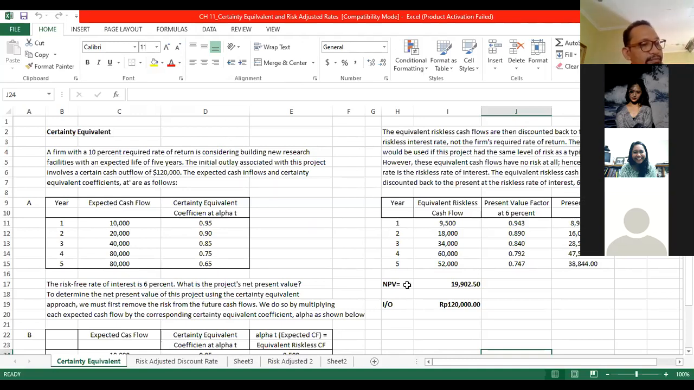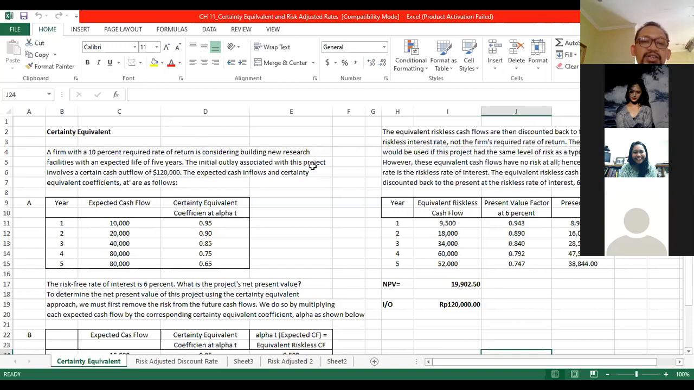Remember that we have two methods to measure the project risk. The first method is called the certainty equivalent approach. So this is an example of certainty equivalent. A firm with a 10% required return is considering a new research facility with an expected life of 5 years. This is only for 5 years.